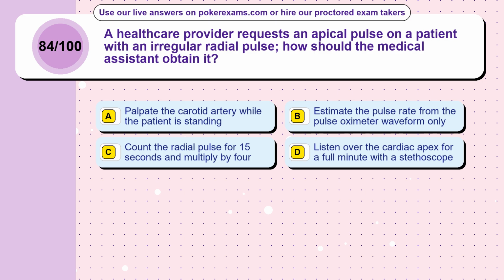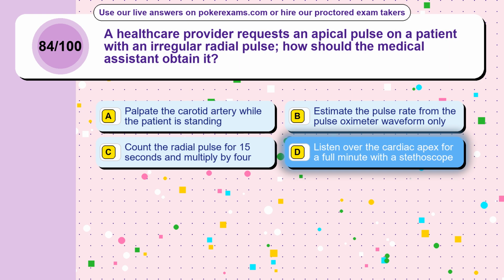Question 84. A healthcare provider requests an apical pulse on a patient with an irregular radial pulse. How should the medical assistant obtain it? Option A. Palpate the carotid artery while the patient is standing. Option B. Estimate the pulse rate from the pulse oximeter waveform only. Option C. Count the radial pulse for 15 seconds and multiply by 4. Option D. Listen over the cardiac apex for a full minute with a stethoscope.